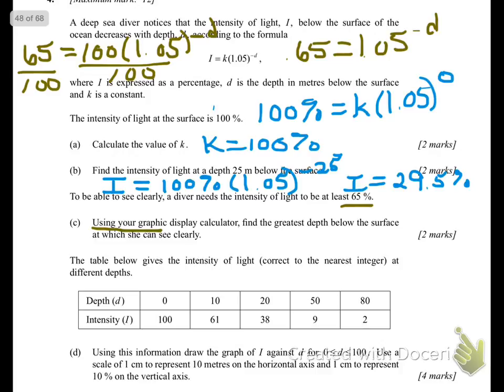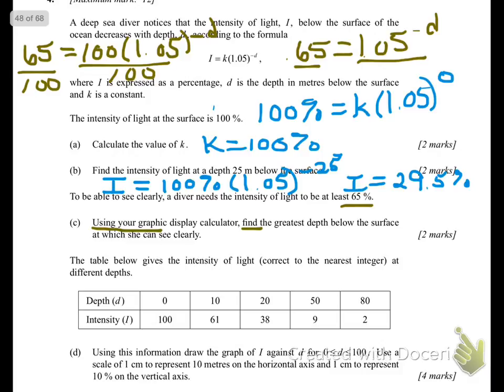You could do this 2 ways. If you're not good with logs, I recommend that you graph. Now it says using your graphing calculator, fine. So if you use the graphing calculator to graph, I've already sketched a curve. You would have y1 equal to 0.65, and then y2 equal to 1.05 to the negative D power, and then you would look for the intersection.